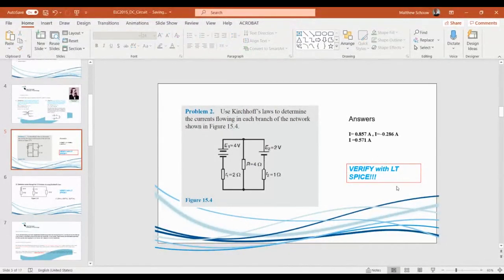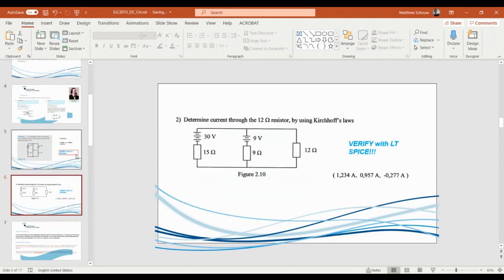AltiSpice is the circuit simulation software you use. Although it's not part of your assessments, it's something I'd like to introduce to you for now to verify answers and to get practice with software, and hopefully use it in the future when you might be designing a circuit. Okay, so I'd like to start with this example.